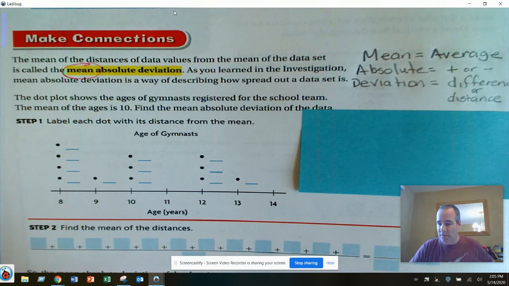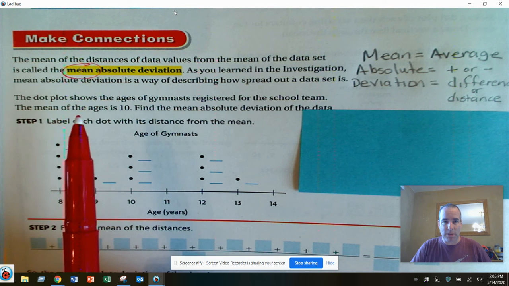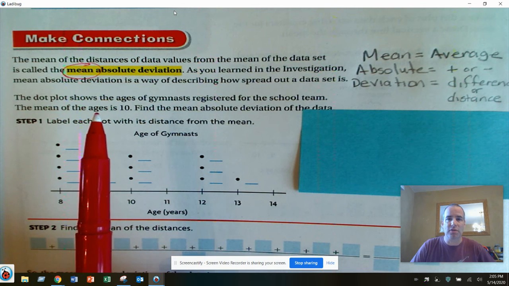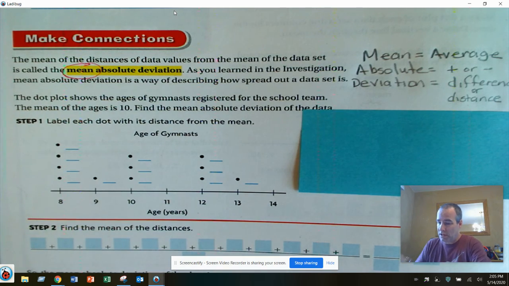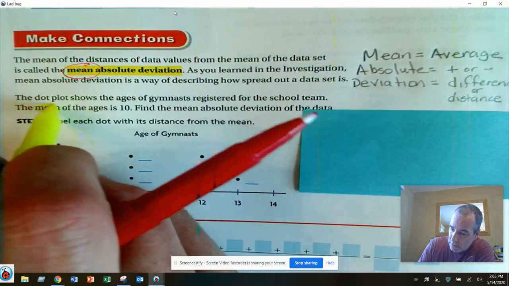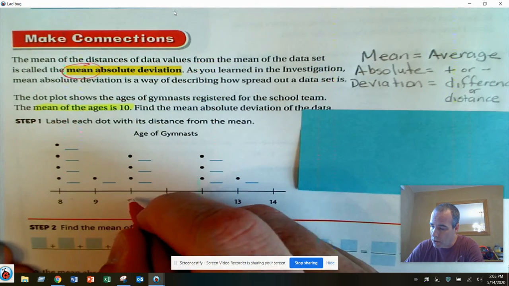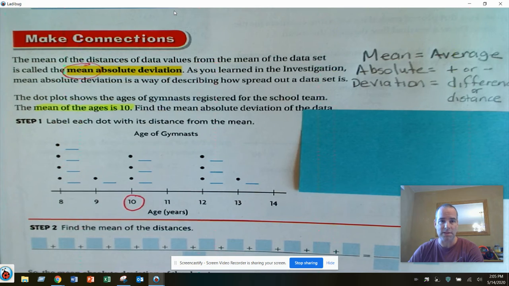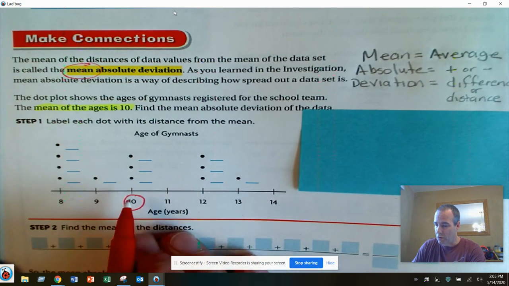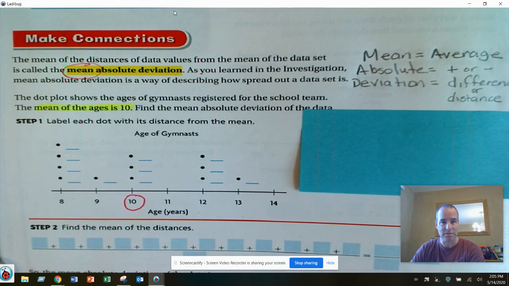So they gave us a quick little example. It says the dot plot shows the ages of gymnasts registered for their school team. The mean age is 10. That's important information. I need to know that. The mean age is 10. That's my starting point. Once I know what the mean is, I need to see how far away all the other data points are from that value. So I'm going to mark this. If I know that my mean is 10, I'm trying to figure out how far away everything on either side of this is from that spot.